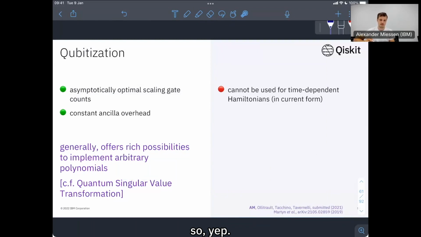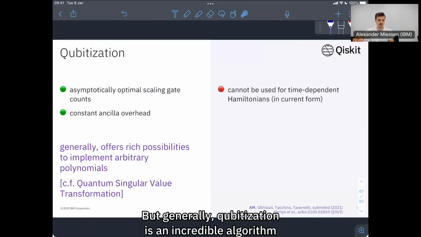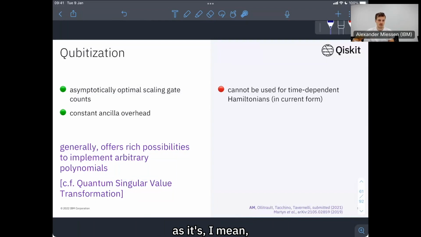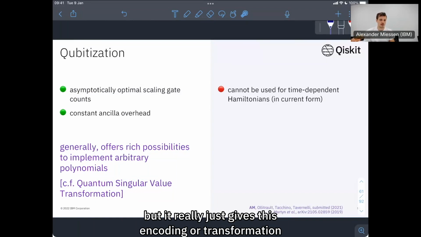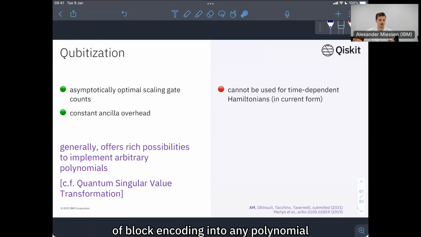So yeah, but generally qubitization is an incredible algorithm. We explained it with the example of Hamiltonian dynamics, but it really just gives this encoding, or transformation, of a block encoding into any polynomial of this block encoding, right? And this can be used as a subroutine for many, many different algorithms.